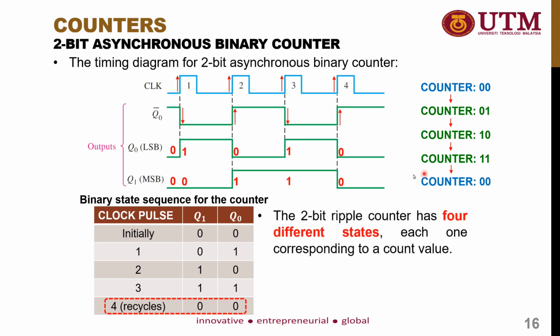Okay. So the 2-bit ripple counter has 4 different states, each one corresponding to a count value. So a counter with n flip-flops can have a total of 2 to the power of n states. Because this 2-bit asynchronous binary counter only has 2 flip-flops, it will only have 2 to the power of 2 states, which is equal to 4.